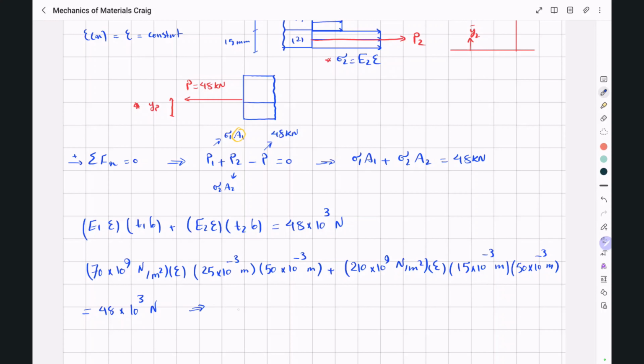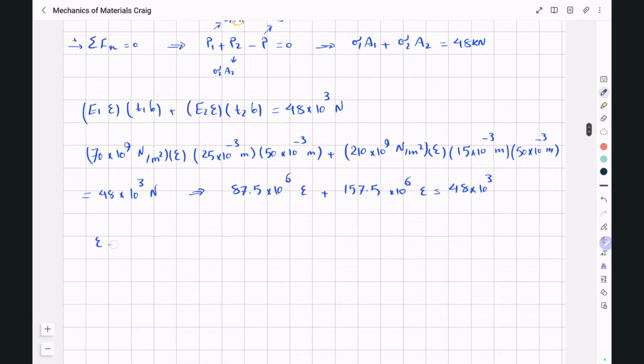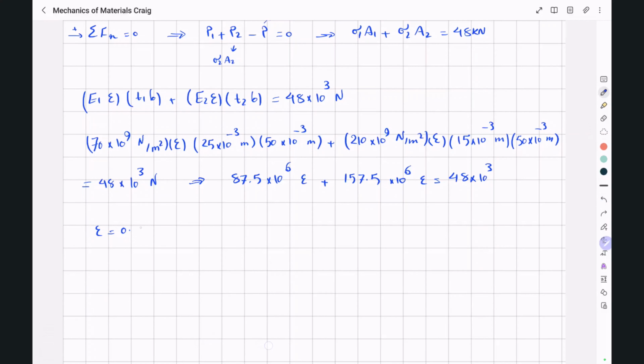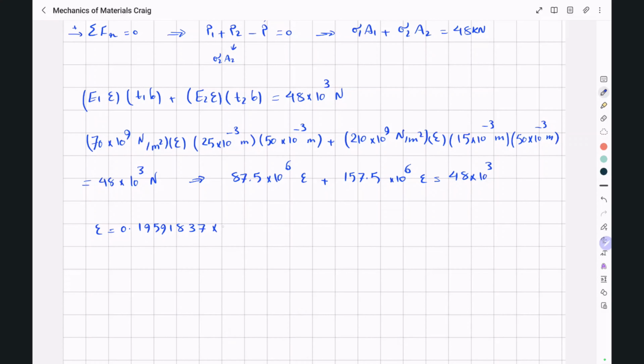So 87.5 multiplied by 10 to the power of 6 epsilon plus 157.5 times 10 to the power of 6 epsilon is 48 multiplied by 10 to the power of 3. And this will give us an epsilon equal to 0.19591837 multiplied by 10 to the power of negative 3.